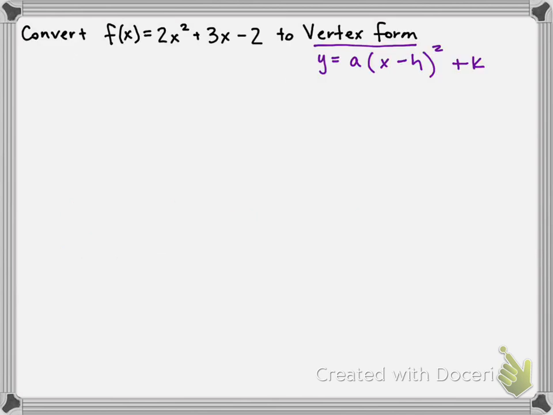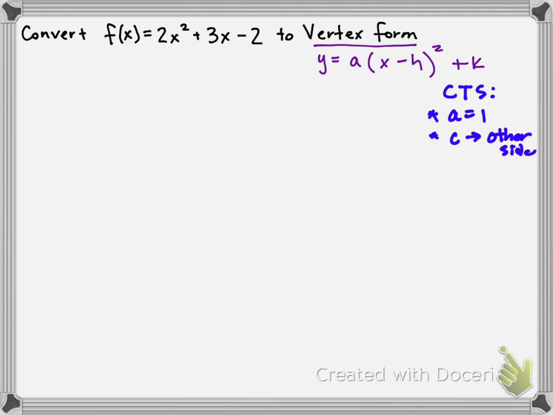If you were given a question that said convert f of x, which is equal to 2x squared plus 3x minus 2 into vertex form, what you would need to know is that we're going to try to complete the square. So, reminders about completing the square. When we want to complete the square, we have to make sure that a value is equal to 1, and we typically move the c to the other side. So, those are two things that we like to do with completing the square.